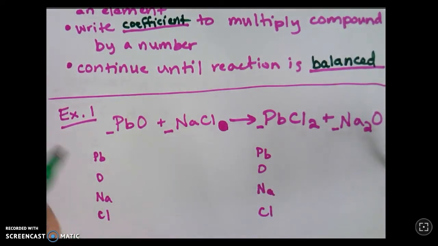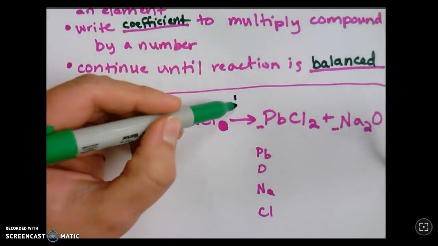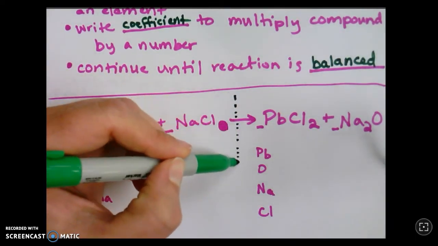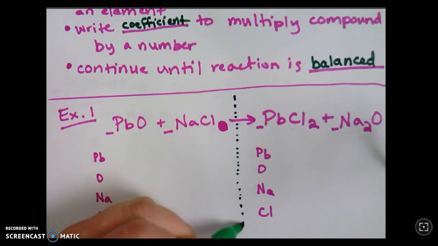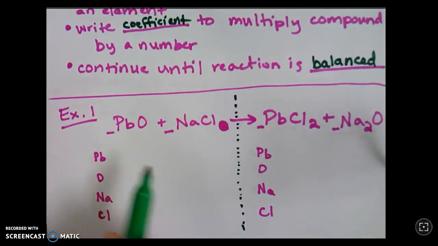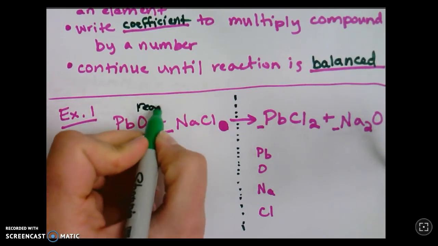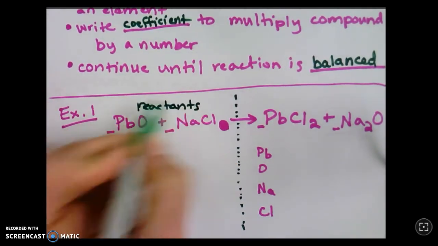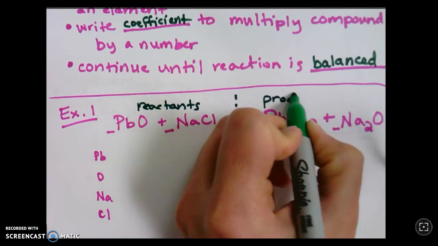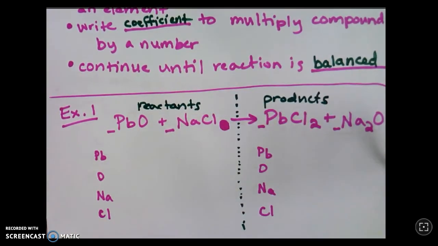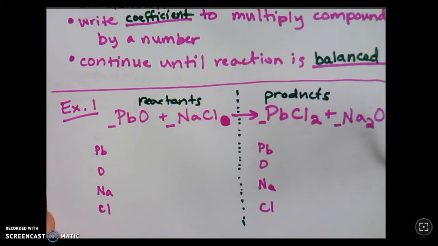Okay, so I went ahead and I'm going to separate my reactants from my products. I'm going to draw this little line here. Okay, so I have all my reactants over here. I have all my products over here. So I'm going to tally up the number of each element.